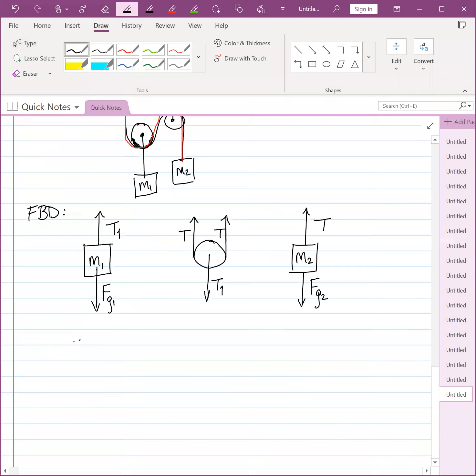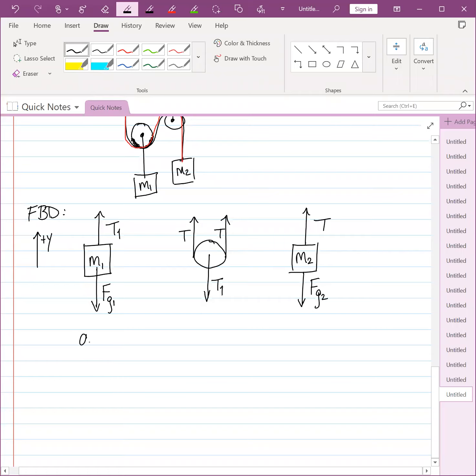Oh, by the way, we should probably choose a coordinate system. So let's just choose for all of them, plus y is up. Just makes it easy. And there's no horizontal movement, so we don't have to worry about that.